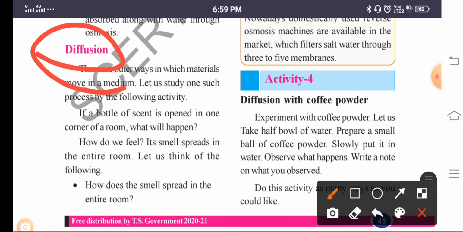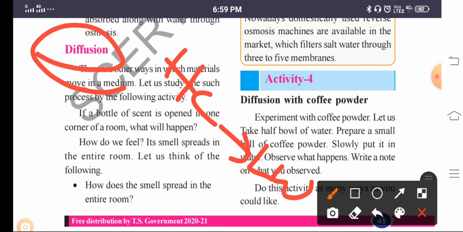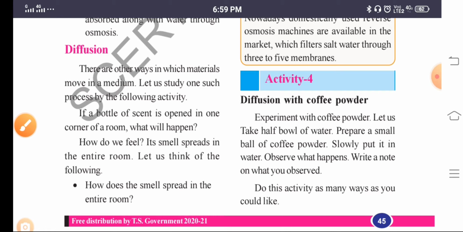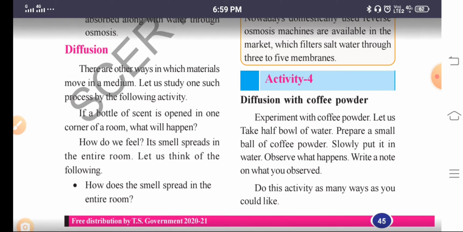diffusion. Now we are discussing diffusion. This is also a physiological process by which water moves from high concentration to low concentration. So the diffusion definition: the movement of the water from high concentration to low concentration till both concentrations become equal. Now we can observe diffusion in our surroundings also.